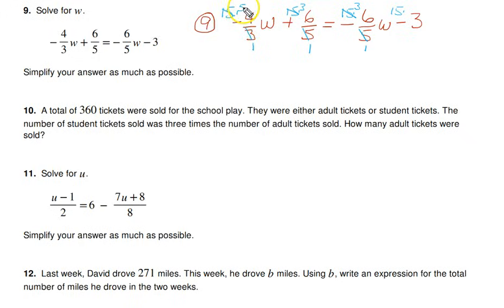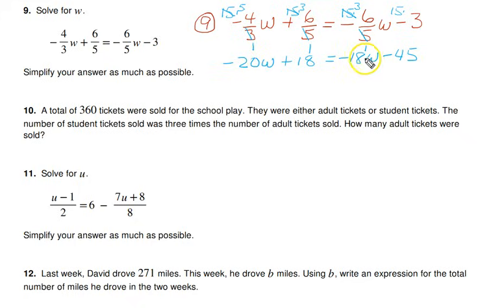So we have negative 5 times 4w is a negative 20w. 3 times 6 is 18. Negative 3 times 6 is a negative 18w. And this is a negative 45. Never hurts to check your work here. Yeah, that looks good.